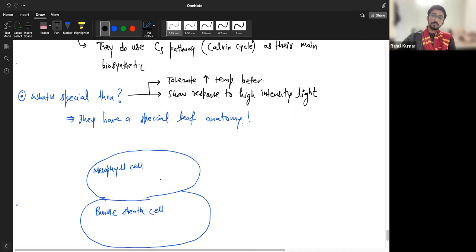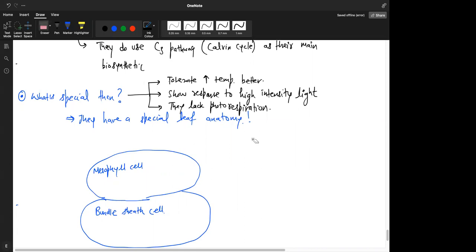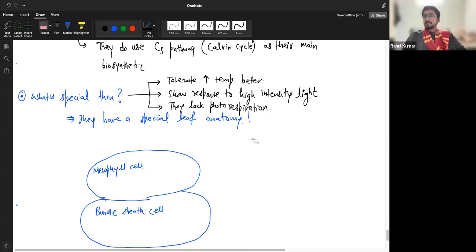Okay. One more thing is that someone said that they lack photorespiration. Correct? Anyone knows what is photorespiration? You have not studied this yet, but anyone has an idea what is photorespiration? No idea what is photorespiration? Yes, tell me.